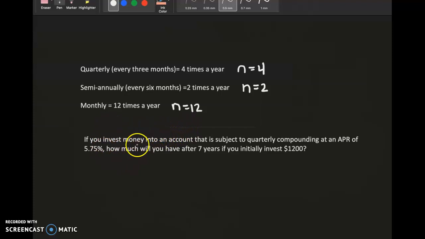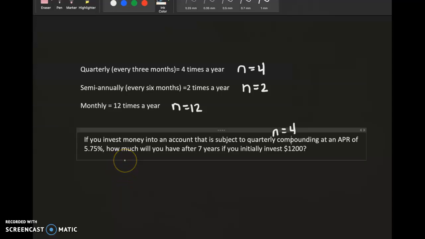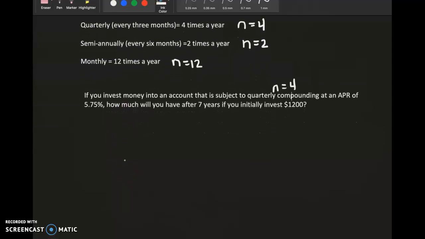So let's go ahead and look at this problem. If you invest money into an account that is subject to quarterly compounding, which means N equals 4, at an APR of 5.75%, how much will you have after 7 years if you initially invest $1,200? So we're going to be using that formula from before.